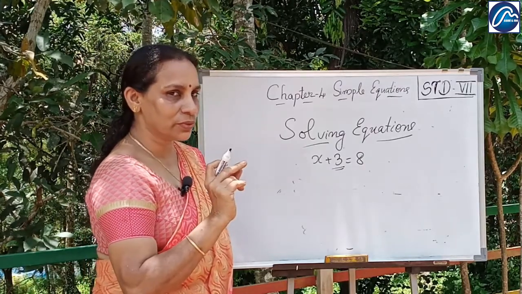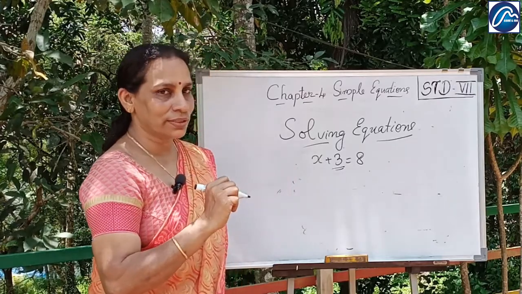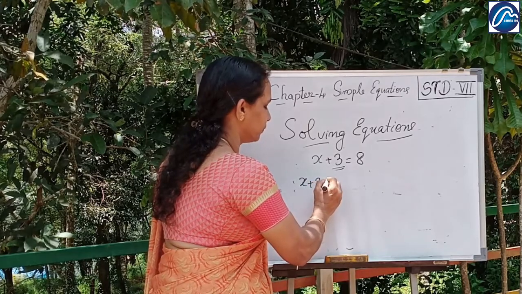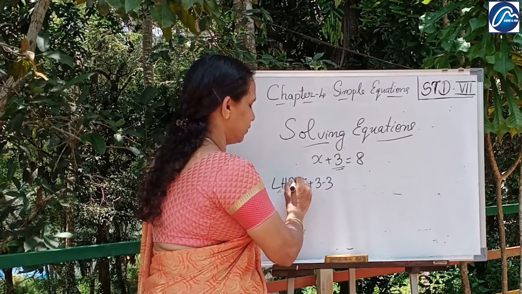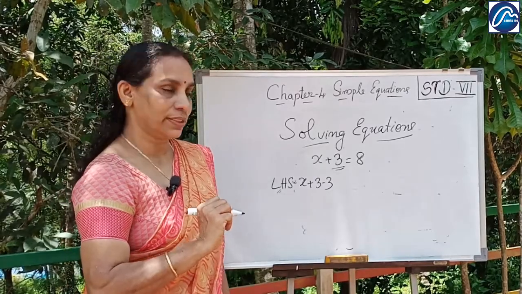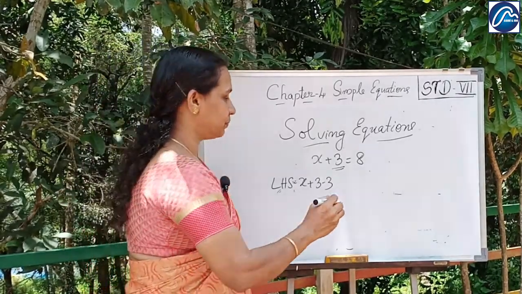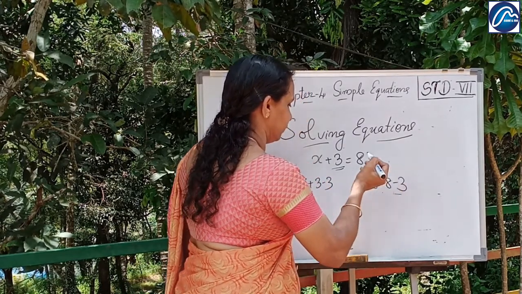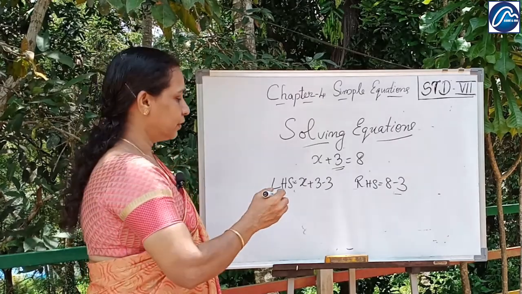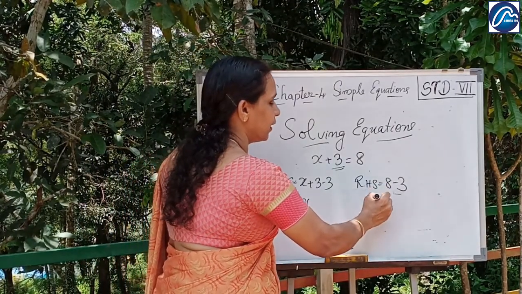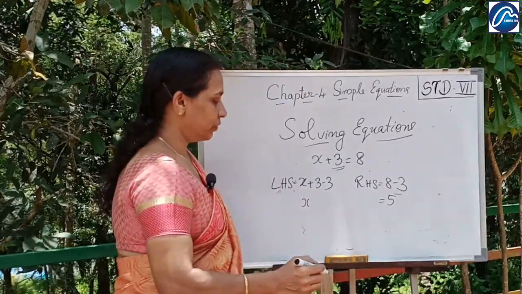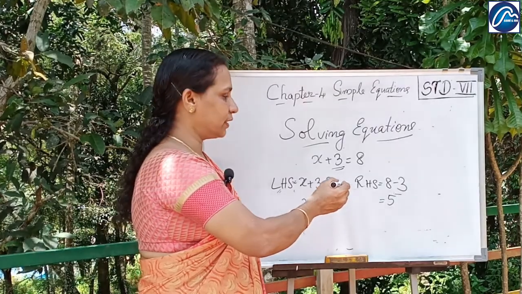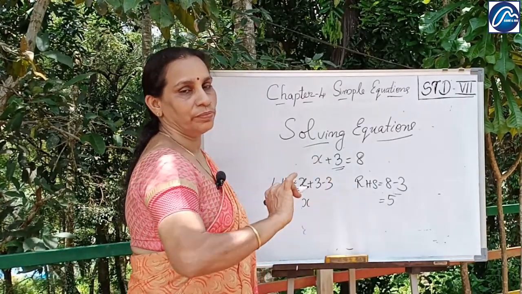3 minus 3 is 0. So we are subtracting 3 from this equation. On the left hand side we are subtracting 3, so on the right hand side also. So here x, and on the right hand side we get 5. So what is the value of x? x on the left hand side is equal to the right hand side. That is, the value of x is equal to 5.